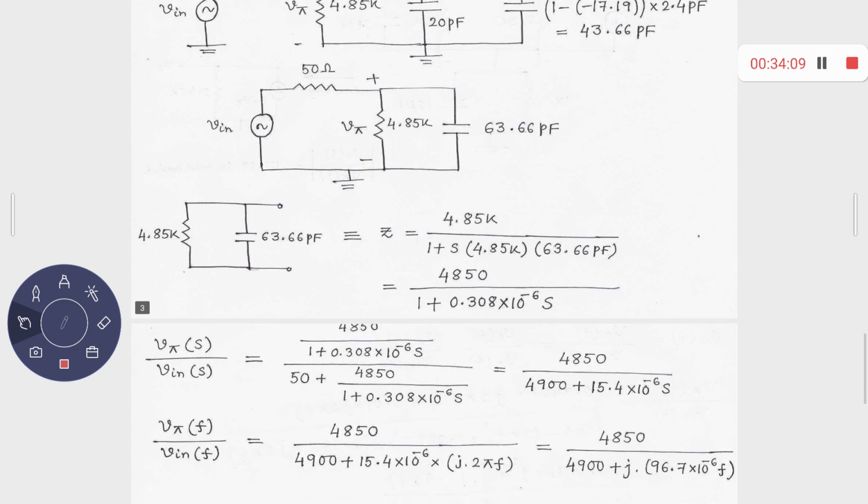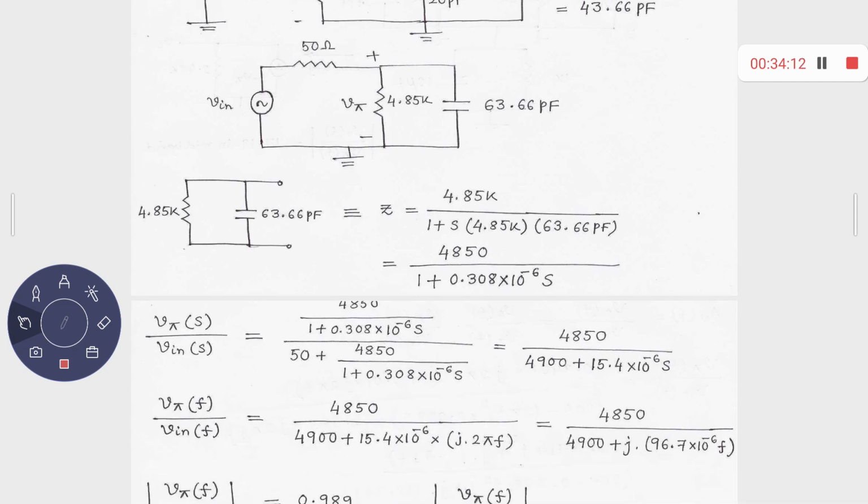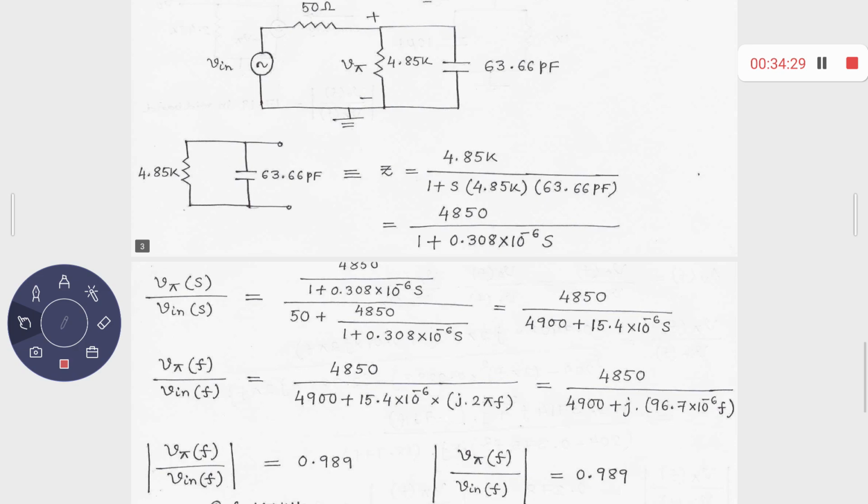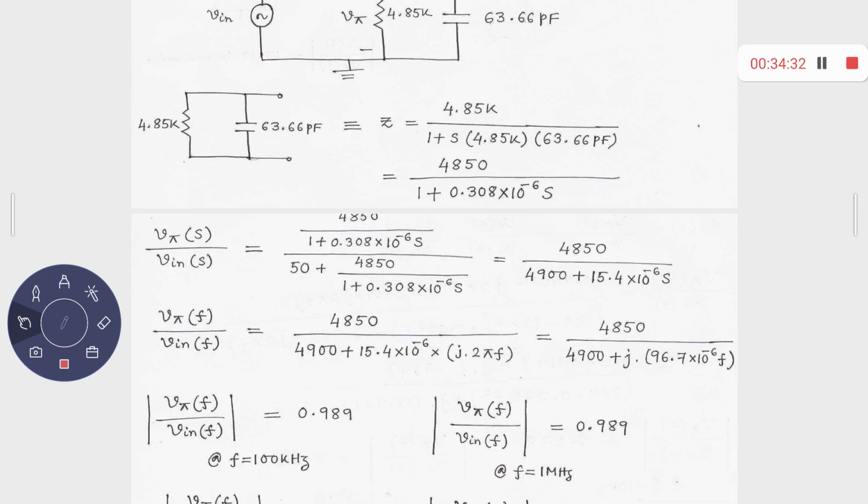What else? What is the relation between V pi and V in? This one is Z, and this is 50 ohms. So the relation is Z by Z plus 50, and then what you get is 4850 upon this. I am interested in finding out this expression, V pi f by V in f. Thankfully it's a first order RC circuit, and ultimately it is 4850 upon 4900 plus j into 96.7 times 10 to the minus 6 f. That's it.